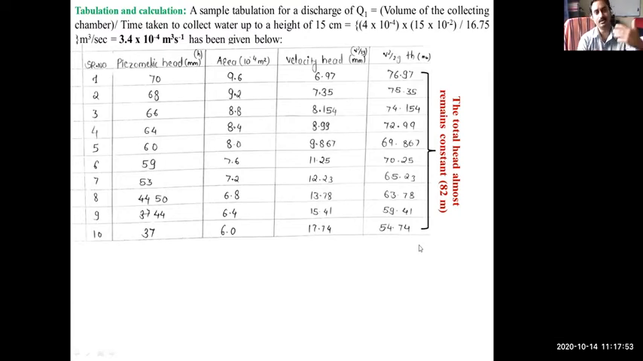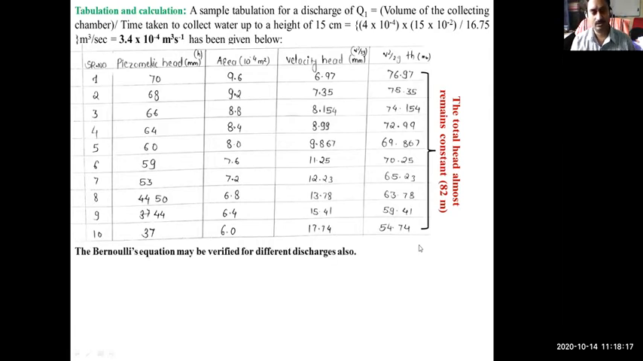Then you conduct the experiment, get the pressure head, get the velocity head, and make this tabulation. Again, you continue the experiment for a few more discharges, like Q1, Q2, Q3, Q4. You can make similar tabulations, and you could verify that the pressure head and the velocity head summation comes out approximately the same. So this is the experiment.